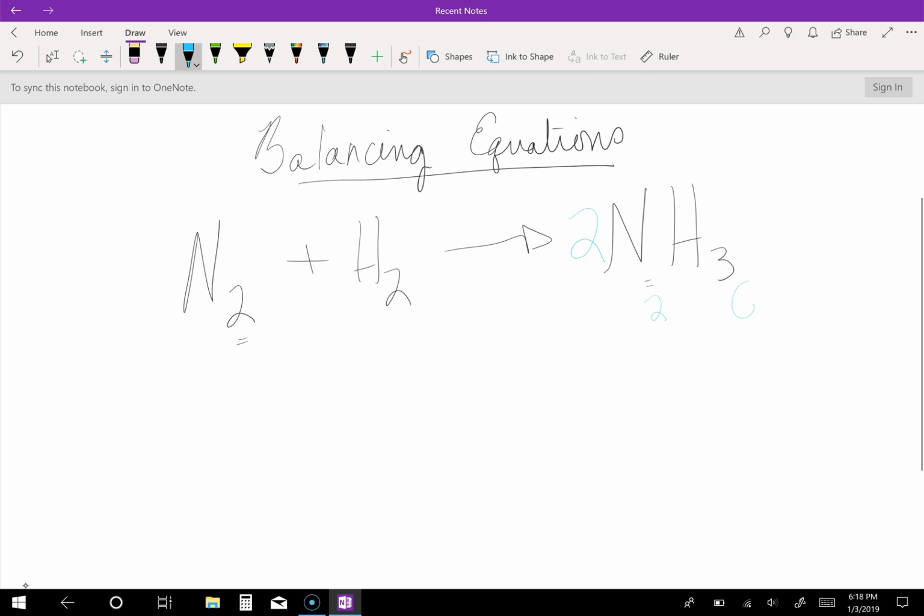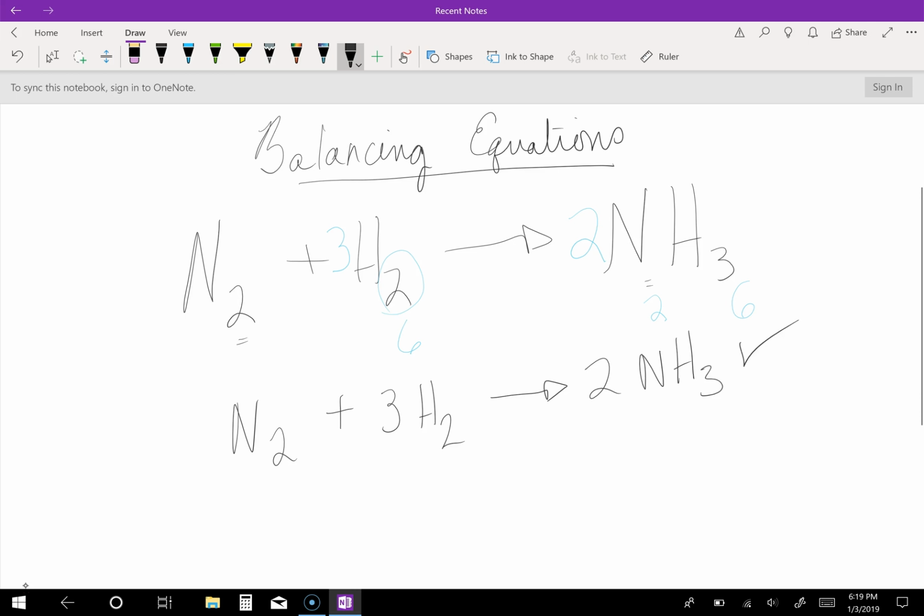So I put the coefficient in the front to give me 2 nitrogens. That changes my number of hydrogens, so then I need another coefficient in front of hydrogen to make it the same number. So I end up with N2 plus 3H2 creates 2 ammonia.